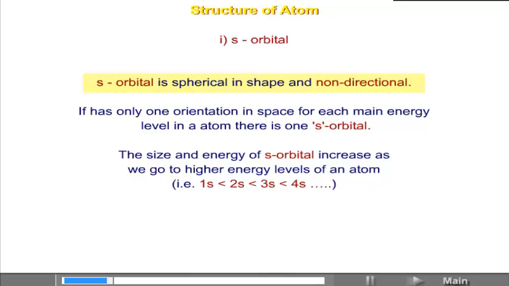S orbital. S orbital is spherical in shape and non-directional. It has only one orientation in space for each main energy level. In an atom, there is one s orbital per energy level. The size and energy of the s orbital increase as we go to higher energy levels of an atom, that is, 1s is less than 2s, less than 3s, less than 4s.